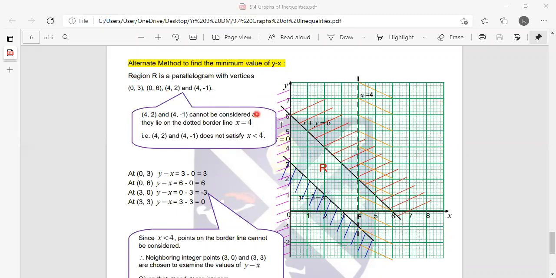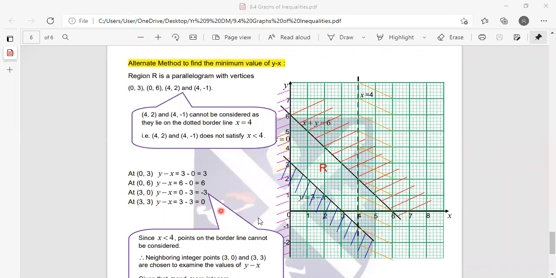Now, since the region R is represented by a parallelogram, it has 4 vertices. So I have (6, 0), (0, 6), (0, 3), (4, -1), and (4, 2). I've made a note here: (4, 2) and (4, -1) again cannot be considered because they lie on the dotted line. So if you have points that cannot be considered on the dotted line, you go for neighboring points. So I'm going for (0, 3), and (0, 6) is in. I need a point which is a neighboring point to this. A neighboring point would be this, which is again a dotted line, or this point. So I can take (3, 0).